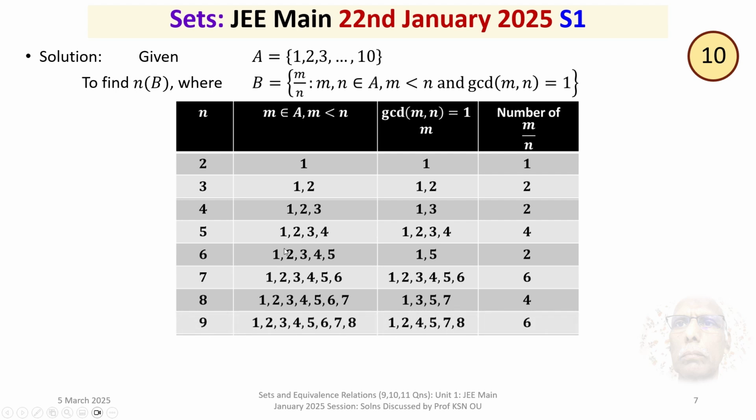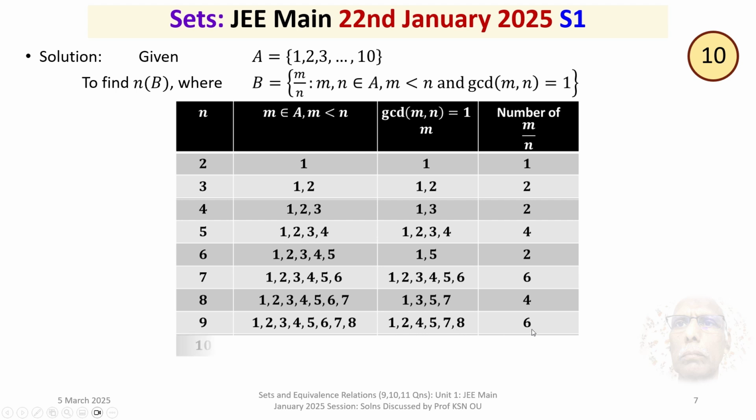N is 9. We get 1, 2, 3, 4, 6, 7, 8. And in this, 9 comma 3 is 3. They are not relatively prime. 9 comma 6, the GCD is 3. They are not relatively prime. Therefore, the remaining are 1, 2, 4, 5, 7, 8. Right. How many? These are 6.